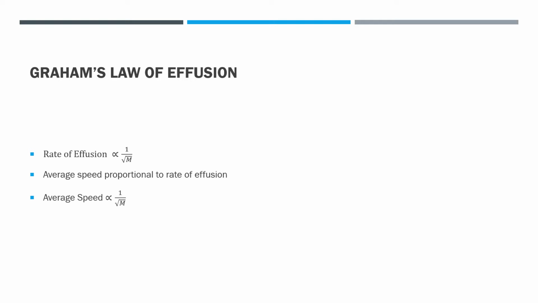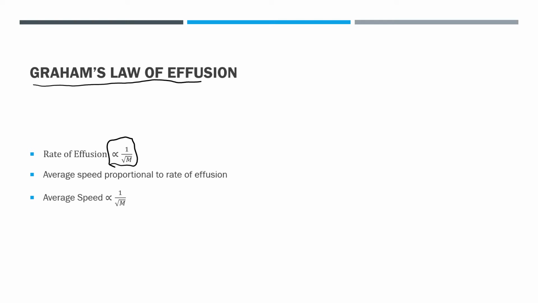Okay, so now let's talk about Graham's law of effusion. This is an important law that you might have touched on in AP Chem. I don't know, it's barely covered, so we'll talk about it now. Graham's law states that the rate of effusion is proportional to 1 over the square root of M, or the rate of effusion is inversely proportional to the square root of the molar mass. And what does that mean, right?